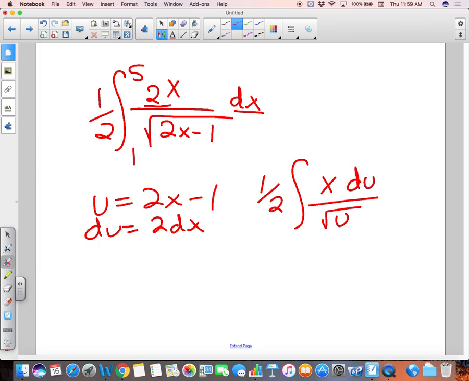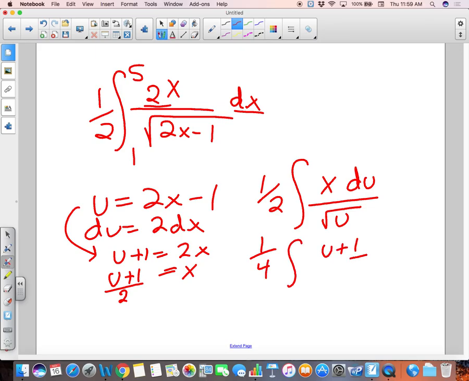My problem is the x, right? This is a special case, but you can solve for x. So I'm going to use this. So u plus 1 is 2x. So x is u plus 1 over 2. So you put it back in the integral. I just put the 1/2 out there. That's right. So I made it 1/4.